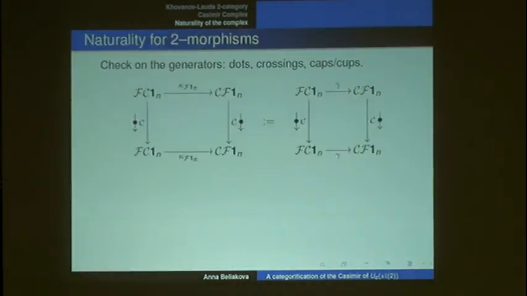So for the dots, it's the simplest case. You just take your map gamma, and you put a dot: first put a dot and then gamma, or first take gamma and then on top of this gamma put a dot. And you would like to show that these two maps are homotopic to each other. So this is an easy computation you can do.